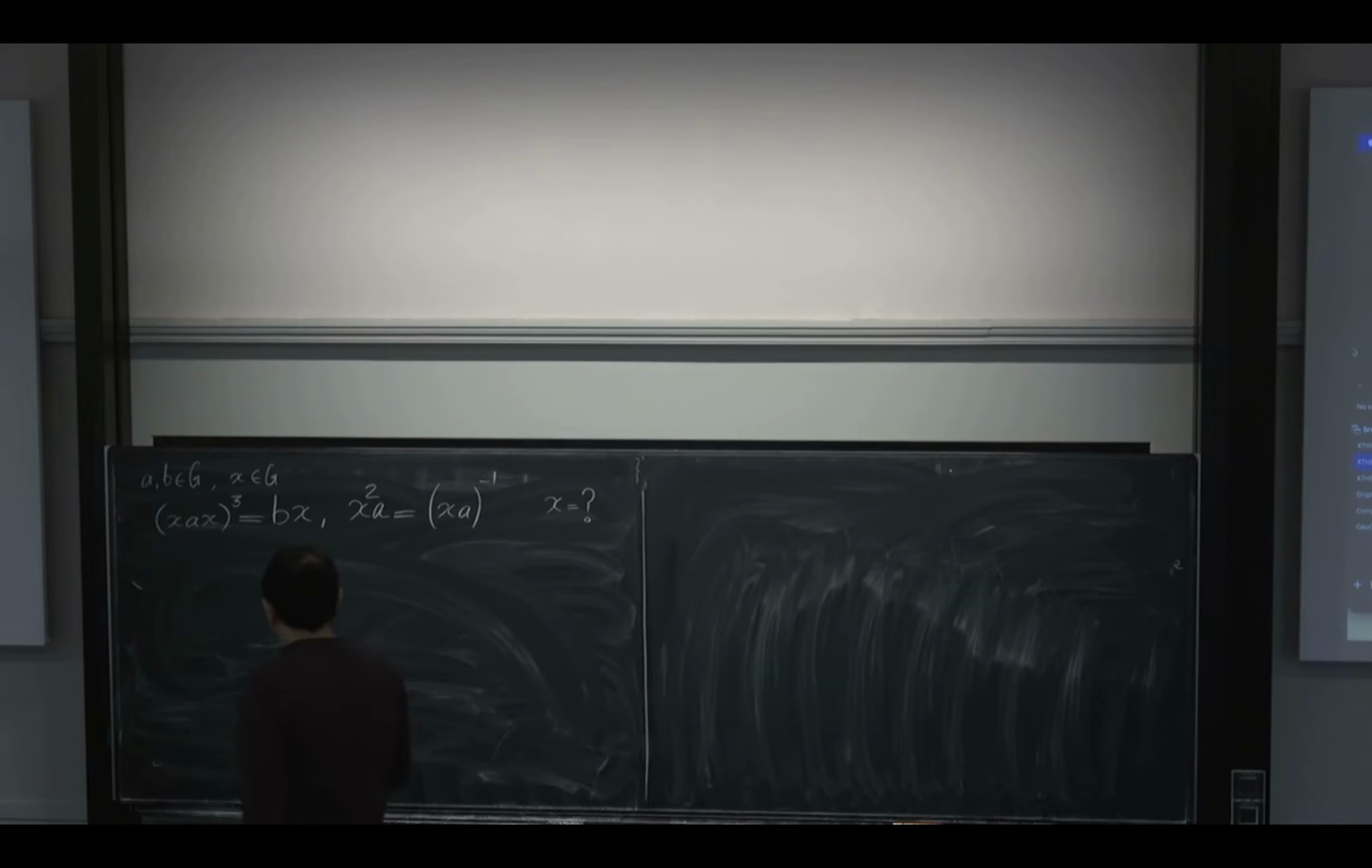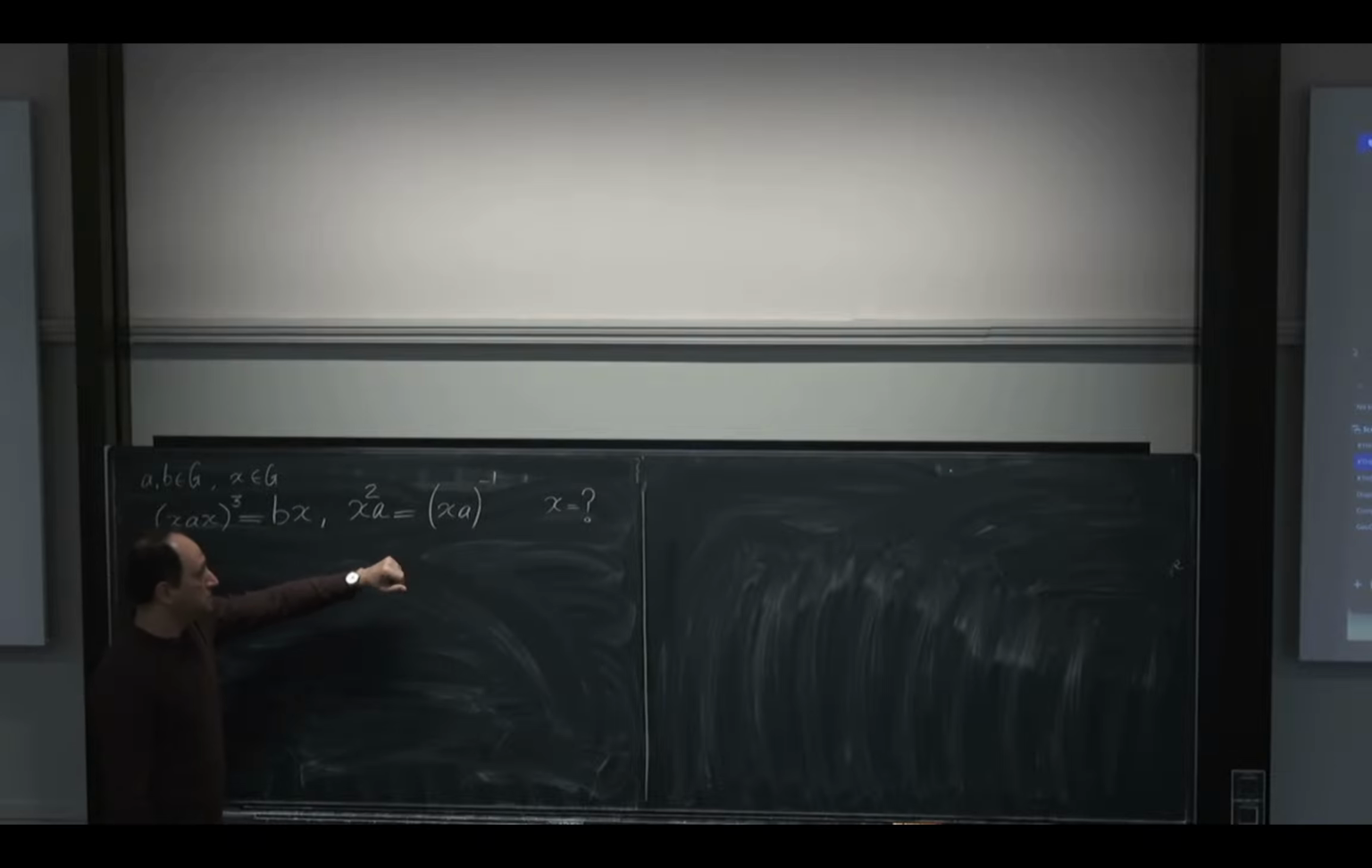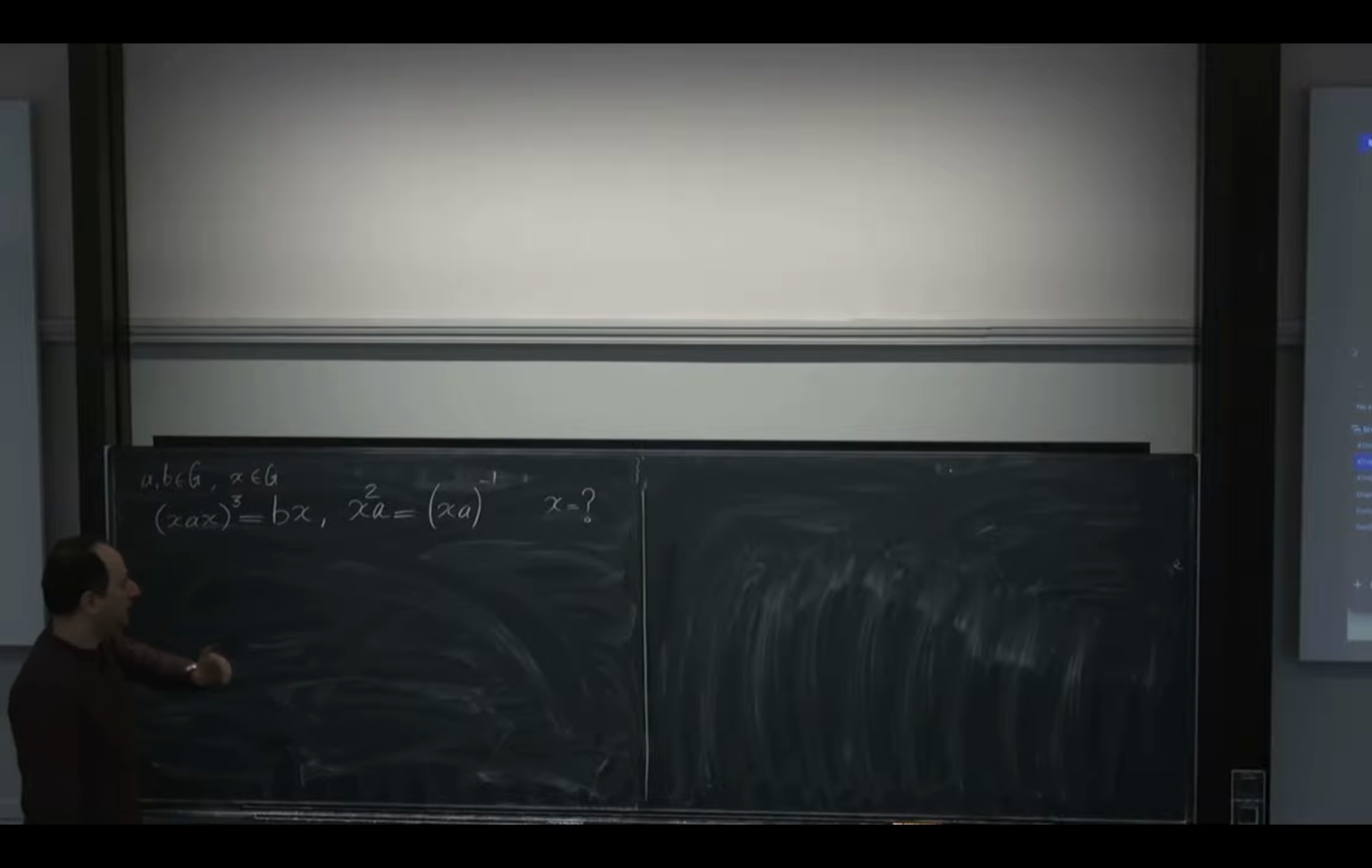Okay, so let us now solve this problem. Here you are supposed to find X in terms of A and B. A and B are group elements. We know that for this group element these equations hold, and I want to find X in terms of A and B.